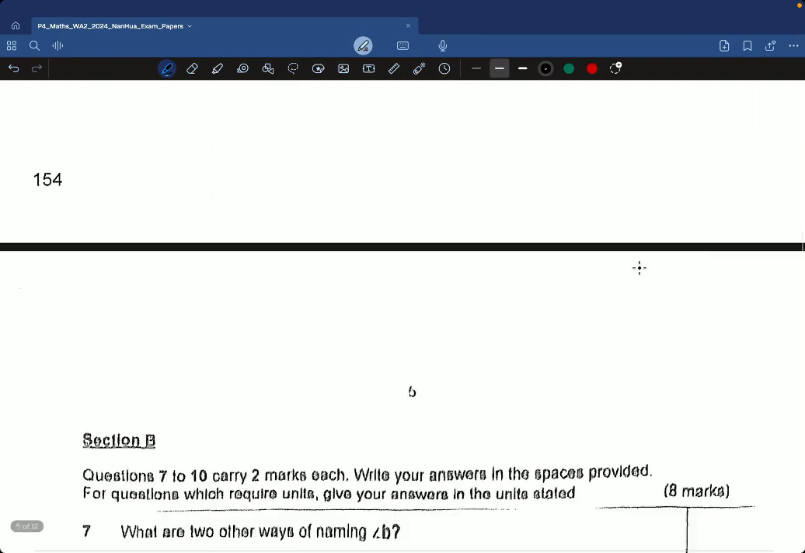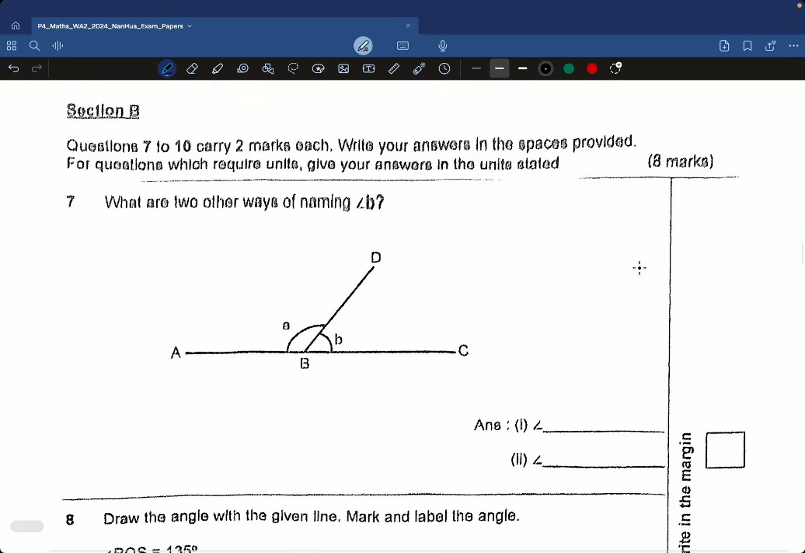Right. Let's move on to the next question. So now we are at section B. So question 7. What are two other ways of naming angle B? So angle B is over here, right? So we can ignore angle A.